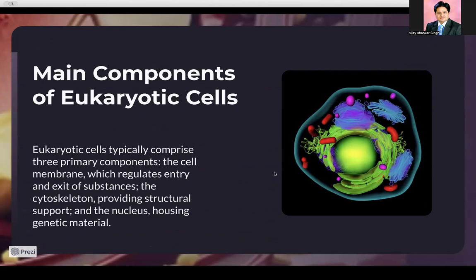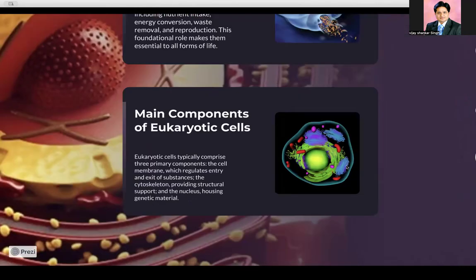Now, what are the main components of a eukaryotic cell? A eukaryotic cell typically comprises three primary components: the cell membrane, which regulates the entry and exit of substances; the cytoskeleton that provides structural support; and the nucleus, which houses the genetic material.